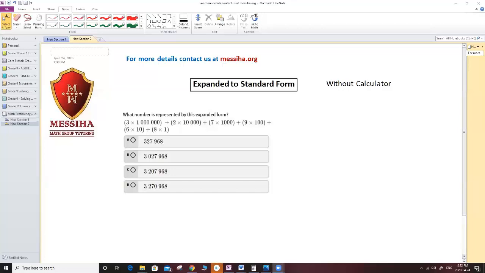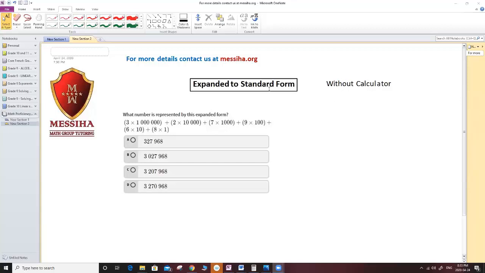by their teachers. This question, you see it here, it's saying what number is represented by this expanded form. The meaning of that is they give us the expanded form and they need us to transfer it to standard form. That's why we call it expanded to standard form. And again, this question, we are not allowed to use a calculator.